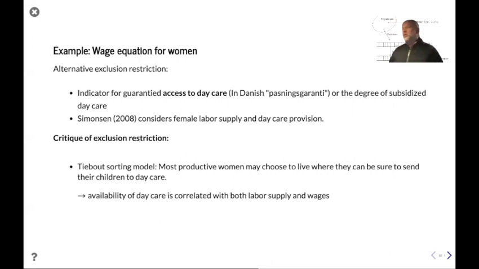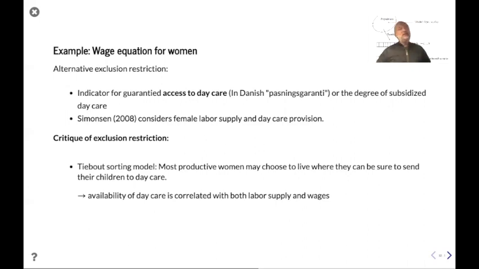So the idea being, if the subsidy is very high in the local municipality, you're more likely to actually take that offer, get your child taken care of, and then you can work full time in the labor market. So that seems like a reasonable, clever exclusive restriction, I think.